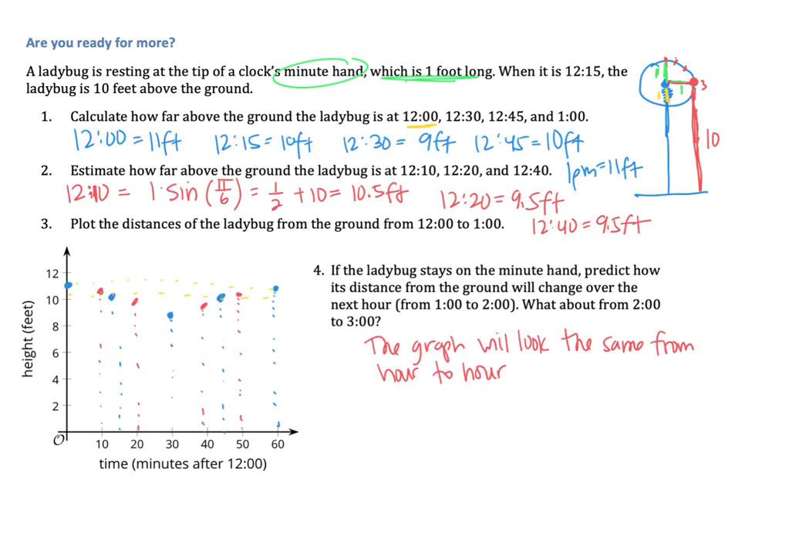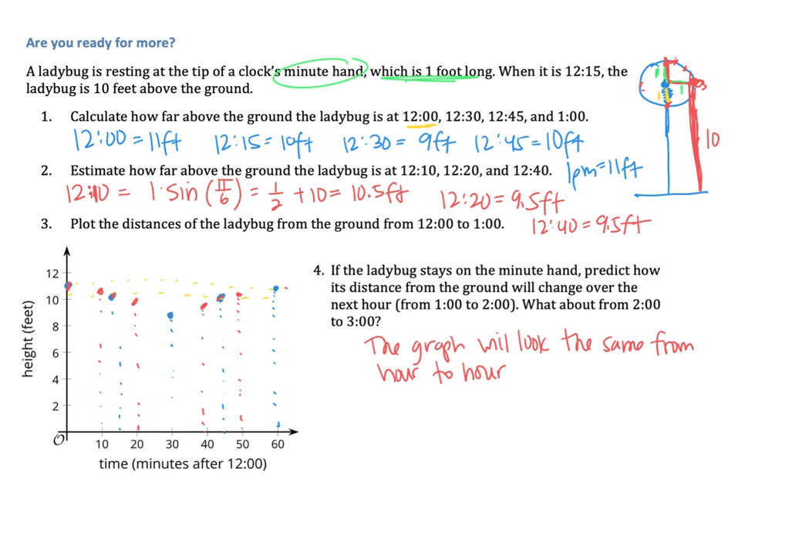Okay, so did you get for 12 o'clock, the ladybug is 11 feet in the air. For 12:15, it's 10 feet. 12:30, it's 9 feet. 12:45, it's 10 feet. Right, so we have the 10 feet, and then plus the 1, that would be 11. Then it goes down to 10, then it goes to 9, then it goes to 10, 11, 10, 9. So we go from 11 to 10 to 9 to 10.